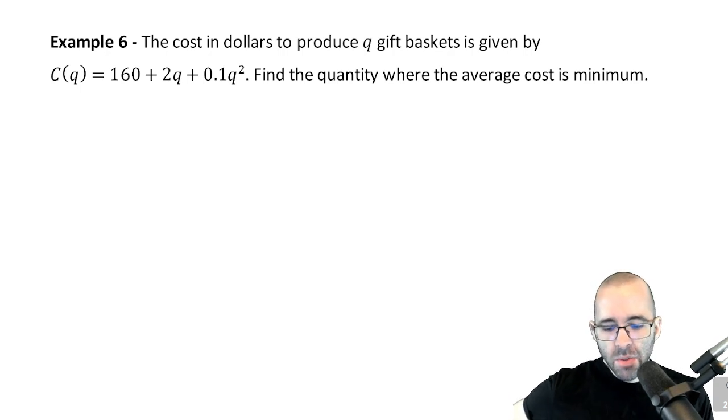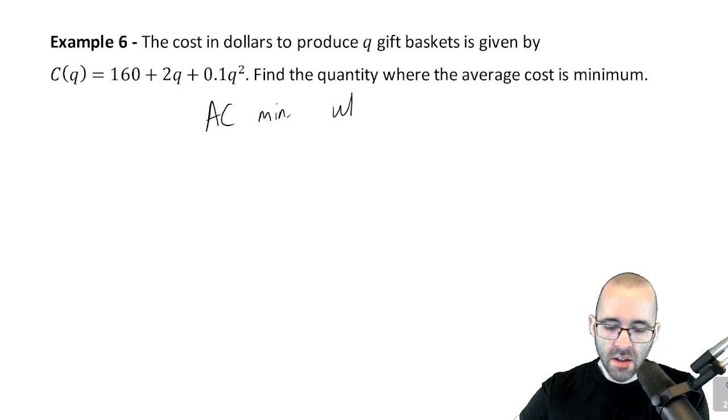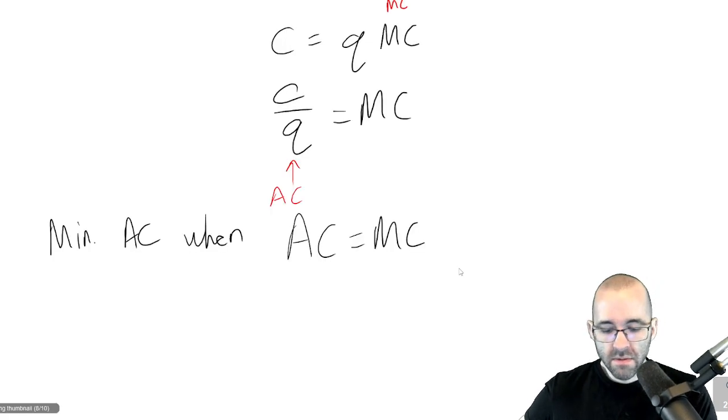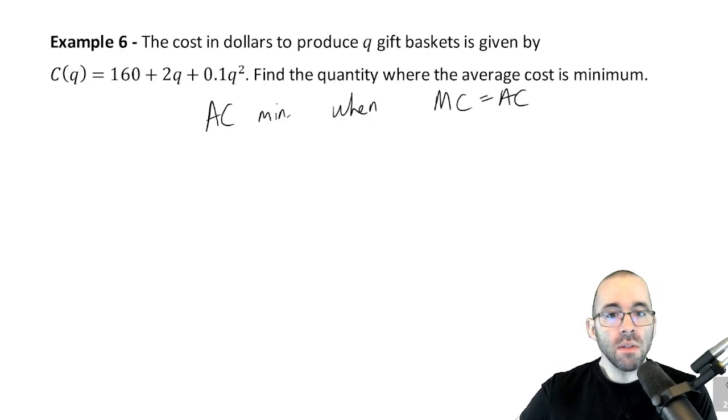The cost in dollars to produce Q gift baskets is given by this function. Find the quantity where the average cost is minimized. Well, we know average cost is minimized when the marginal cost equals the average cost. So if you just wanted to use the shortcut, that's all you need to do.